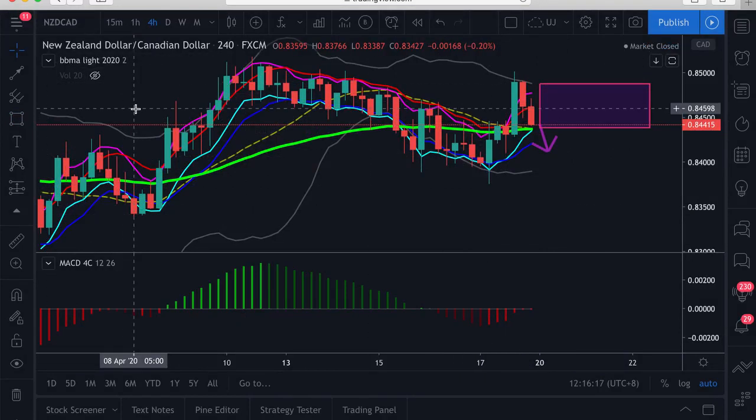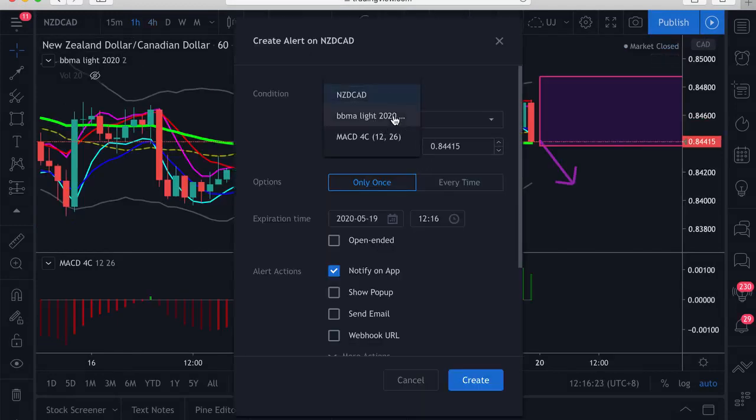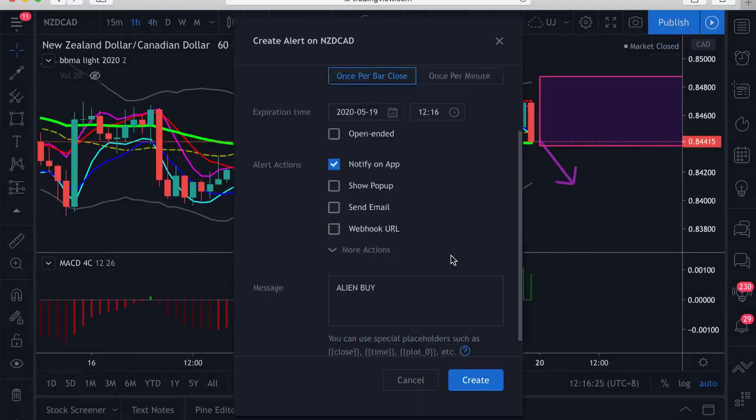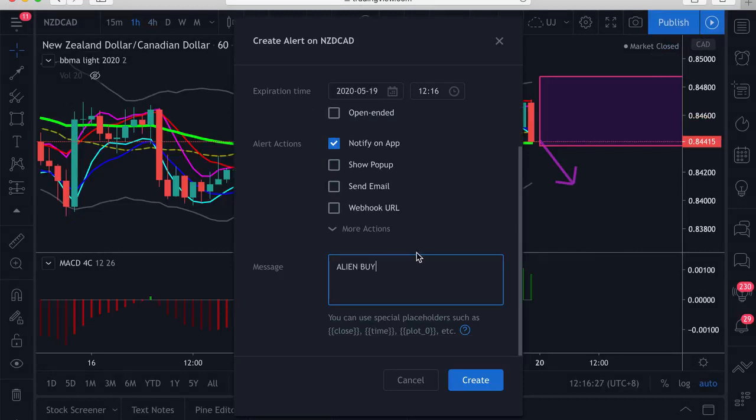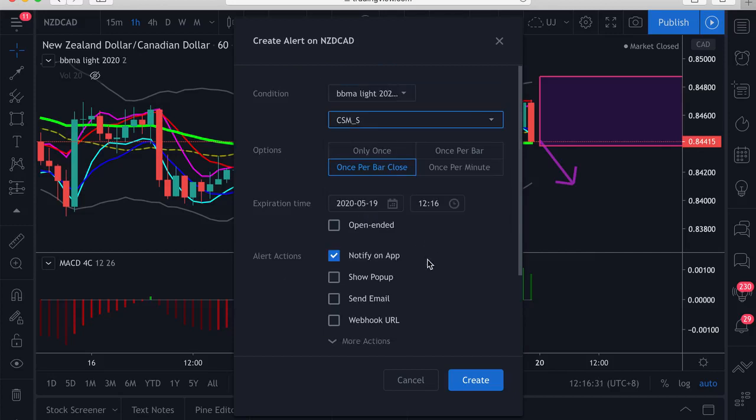Okay, so NZD CAD is also a sell. Sorry, let me put the alert first. CSM sell.